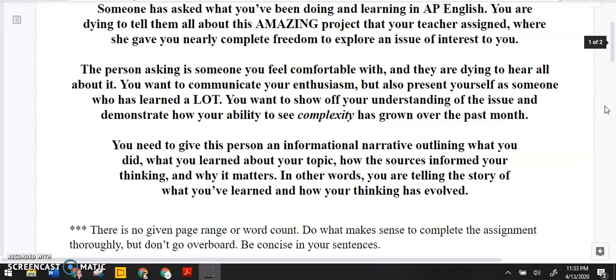So your ultimate product is going to be telling the story of what you've learned and how your thinking has evolved. Now, I told you this is like nothing you've ever done before, so you definitely can be confident that I've got samples for you. I'm going to walk you through this. Don't worry about it. I know that you're kind of baffled at the moment.